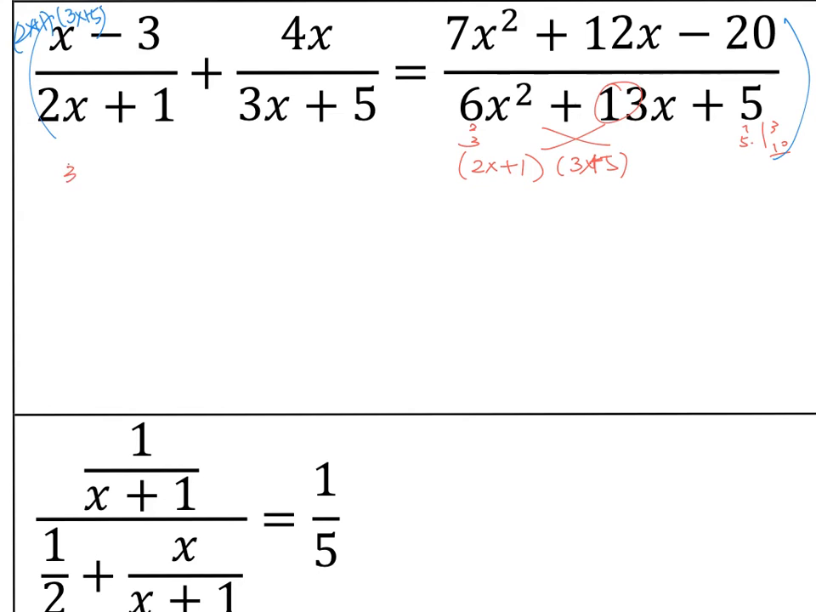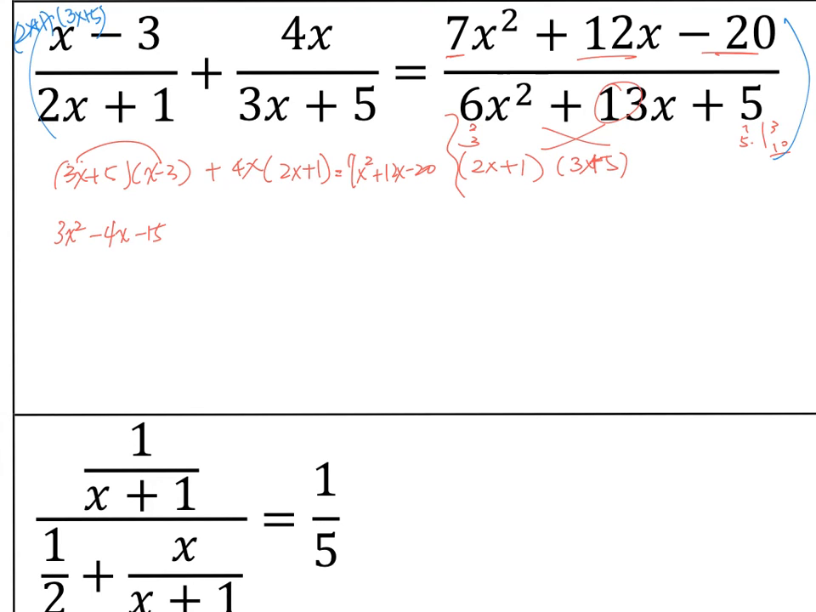Next step will be 3x plus 5, x minus 3, plus 4x times 2x plus 1. And if you try factoring this, it's not factorable, so we just copy it: 7x squared plus 12x minus 20. Okay, now let's expand this using the FOIL method. So this would be 3x squared, and minus 9x plus 5x would be negative 4x minus 15, and then 8x squared plus 4x.